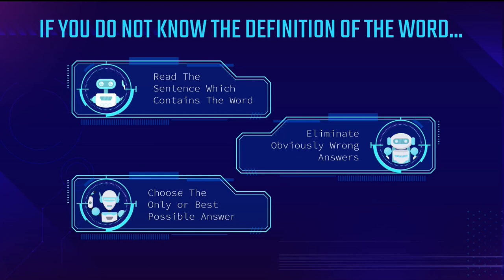Eliminate obviously wrong answers. As stated above, this should be done quickly. If none of them are obvious, then just move to the last step. Choose the only or best possible answer. If after all of the steps, you still don't know how to do it, then just guess and move on.